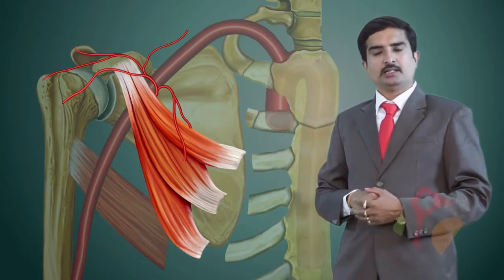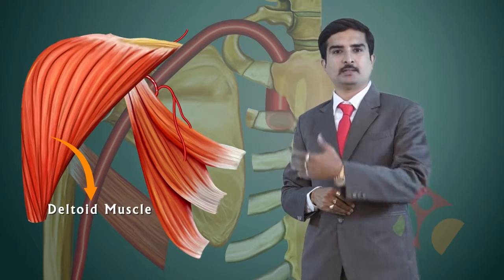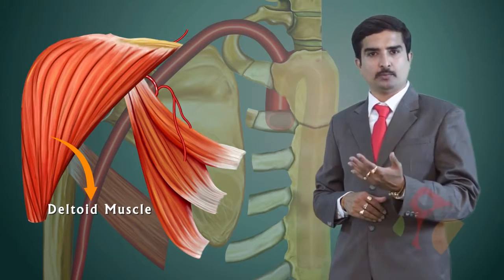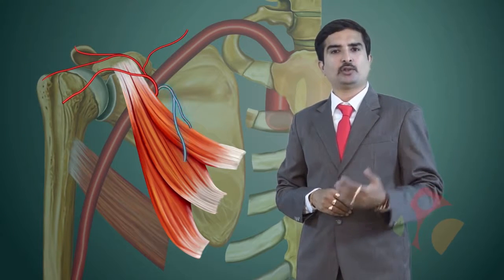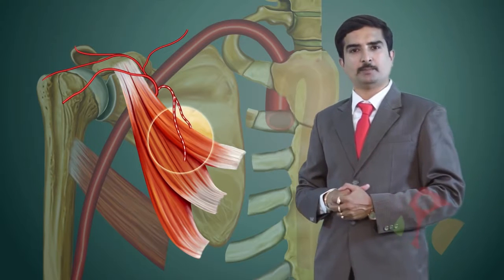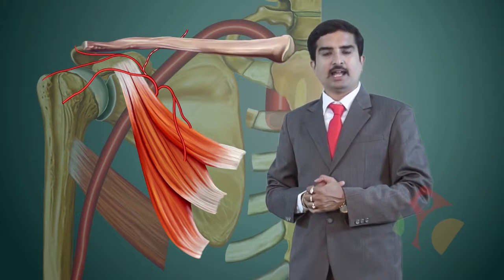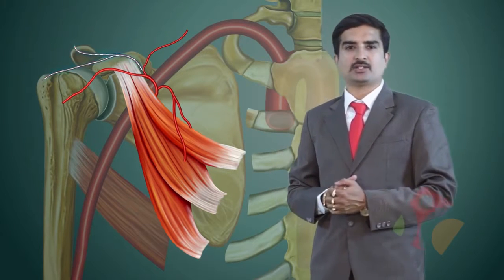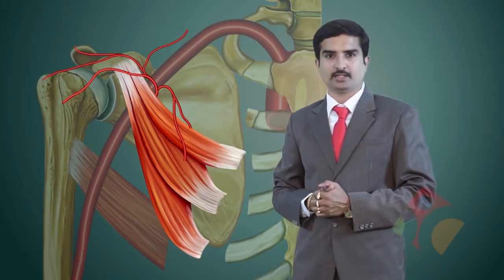For example, the deltoid branch supplies the deltoid. Finally, it ends up by supplying the acromion process or the coracoacromial joint. And the pectoral branch supplies the pectoral region, that is the superficial aspect of the pectoral region. The clavicular branch supplies the clavicle, and finally the acromion branch ends up by anastomosing at the coracoacromial joint.